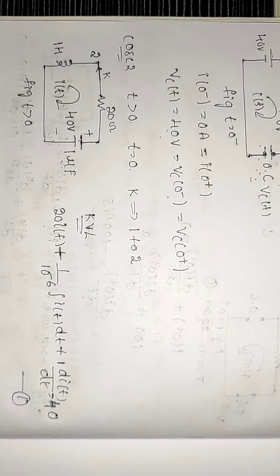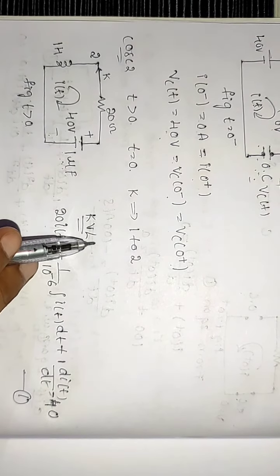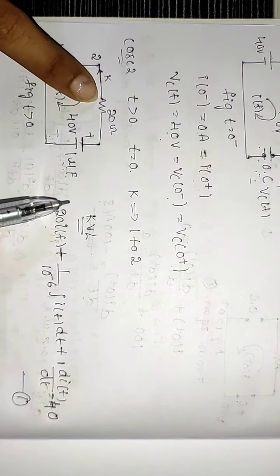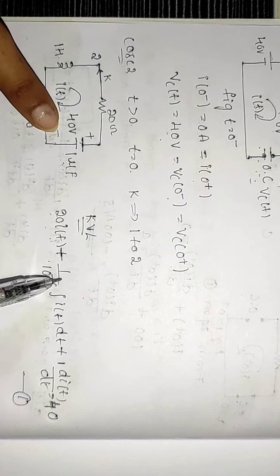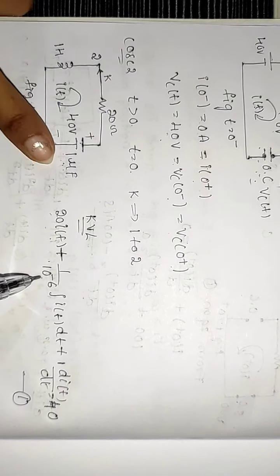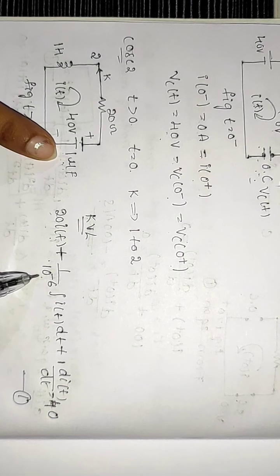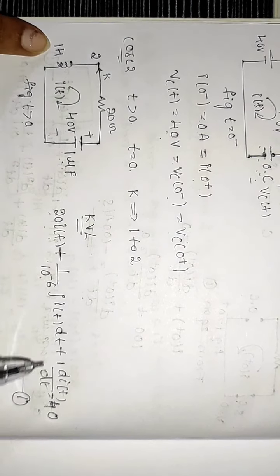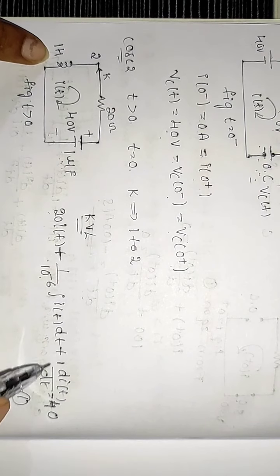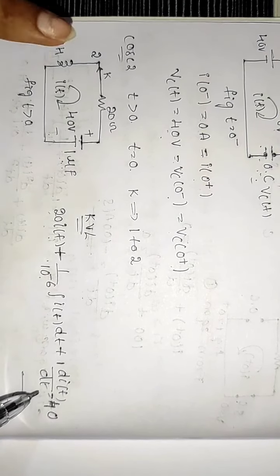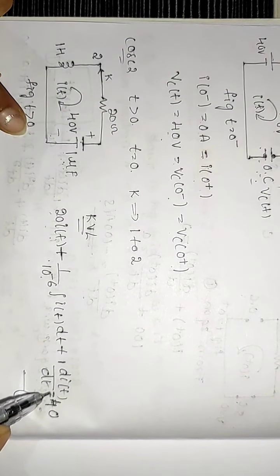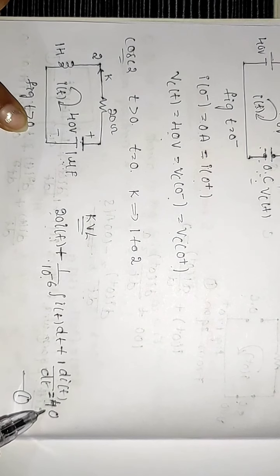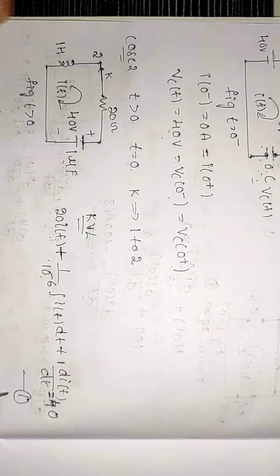Okay, so now applying KVL to the loop. Across the resistor, 20 into I of t, plus across the capacitor 1 divided by capacitance, here 1 microfarad, so 1 divided by 10 power minus 6, integration of I of t into dt, plus across the inductor, 1 Henry is there, so 1 into d I of t divided by dt. Next the voltage across the capacitor, you can take it as equal to the 40. So consider this is the equation 1.